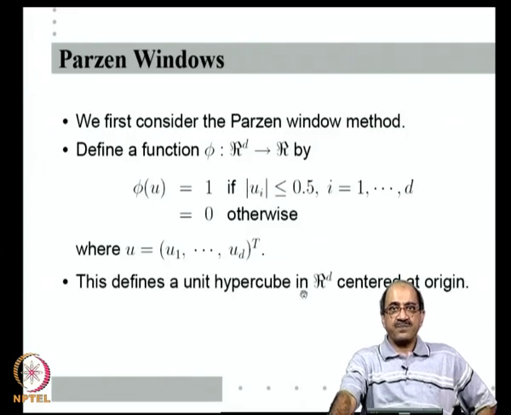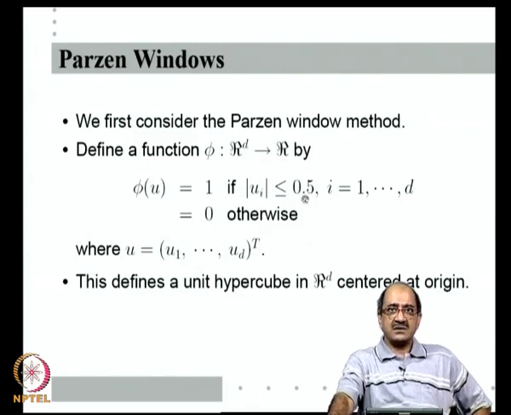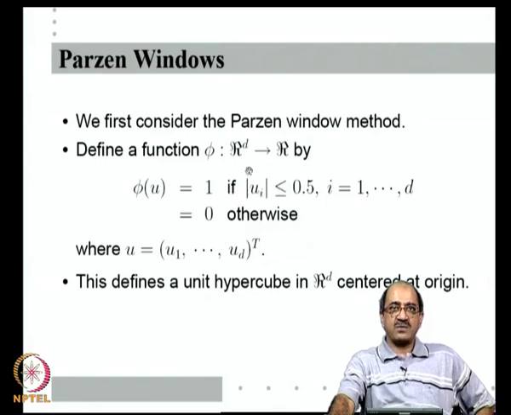So, what does this give us? This defines a hypercube in R d centered at origin, because it is a unit hypercube of side 1. That is why, if for all i, ui is between minus 0.5 and plus 0.5, then phi u is 1, otherwise phi u is 0. So this phi u is essentially an indicator function of the unit hypercube in R d centered at origin. That is to say, if the point u is inside the unit hypercube in R d centered at origin, then phi will be 1, otherwise phi will be 0.